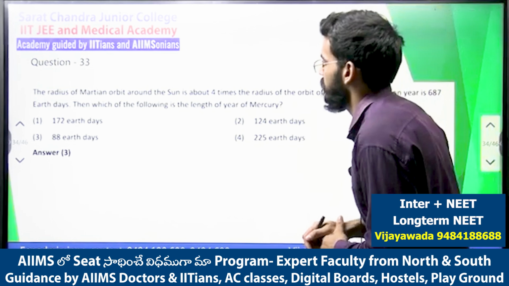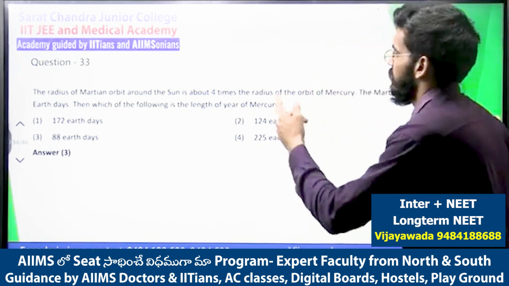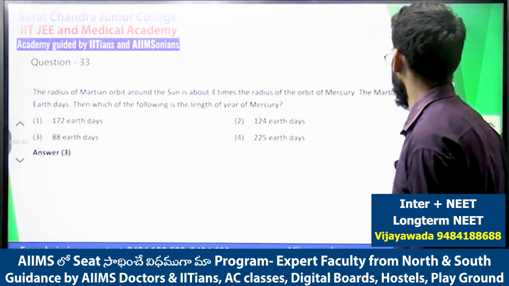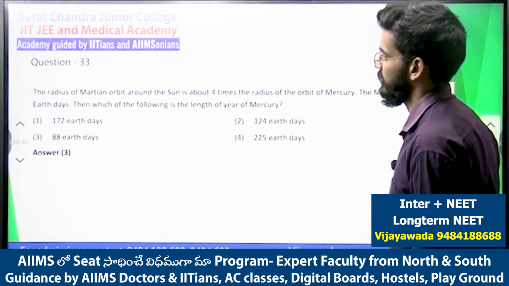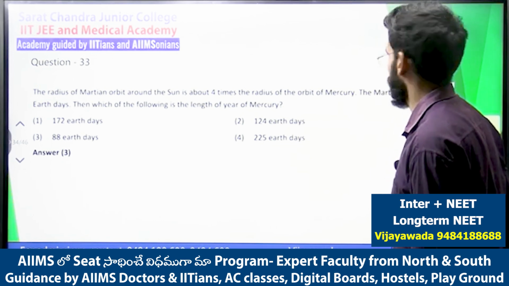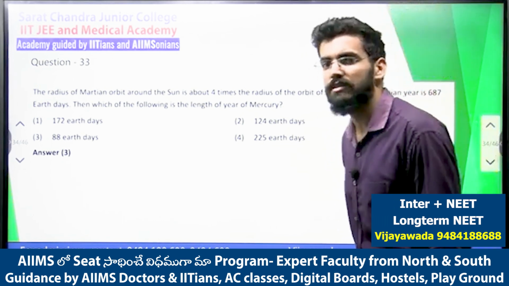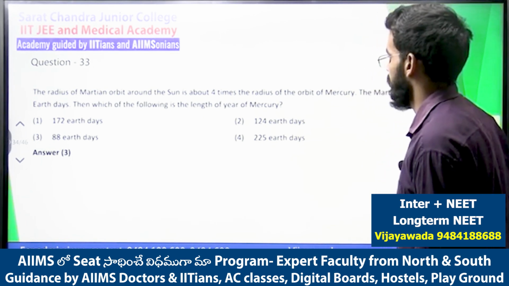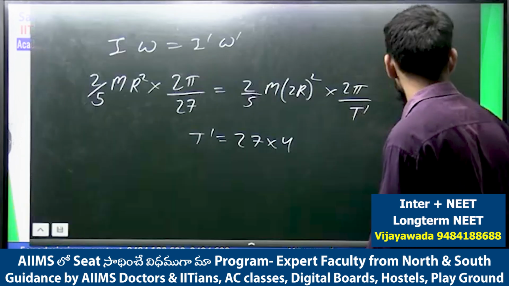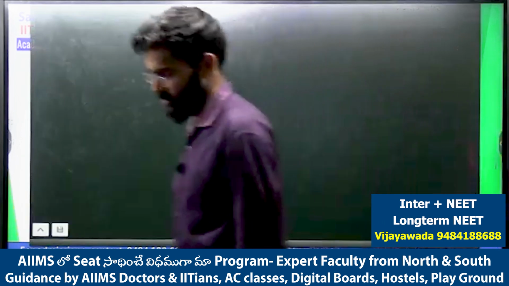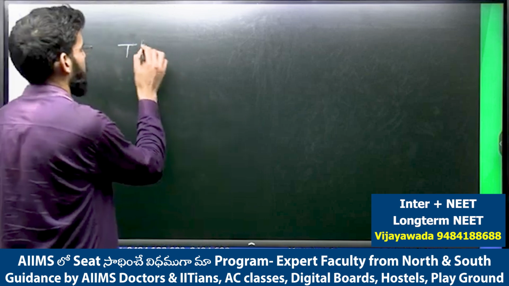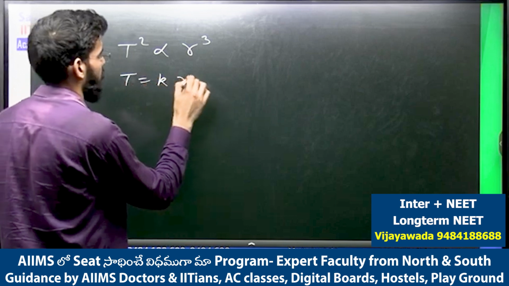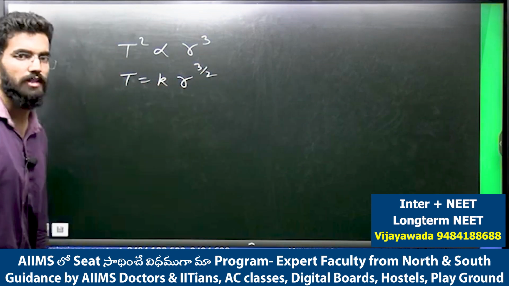Question 33. The radius of the Martian orbit, means Mars orbit around the Sun, is 4 times the radius of the orbit of Mercury. The Martian year is 687 Earth days, basically its time period is 687 days. Then which of the following is the length of the year of Mercury? Now go to Kepler's law. Kepler's law says T square is proportional to R cube, so time period is some constant times R to the power 3 by 2.